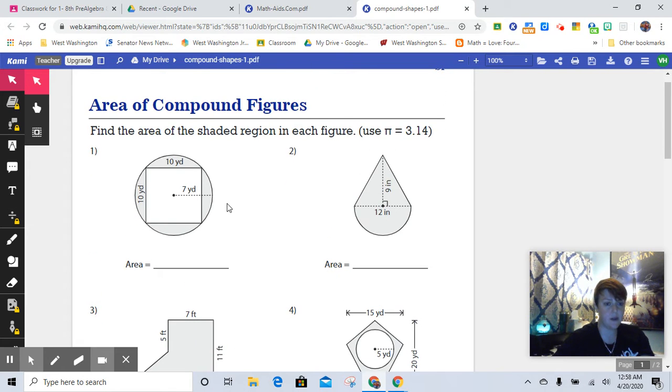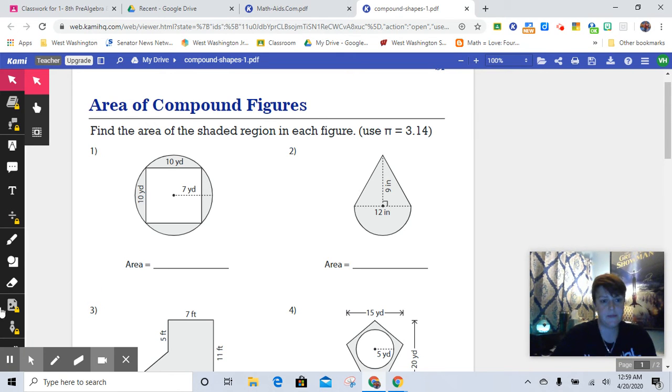All right. Find the area of the shaded region. This is like a pizza pie, well, a really big pizza pie because that's 10 yards. It's a pizza with a square cut out of the middle. It says that the radius is 7 yards and that each side of the square is 10 yards.